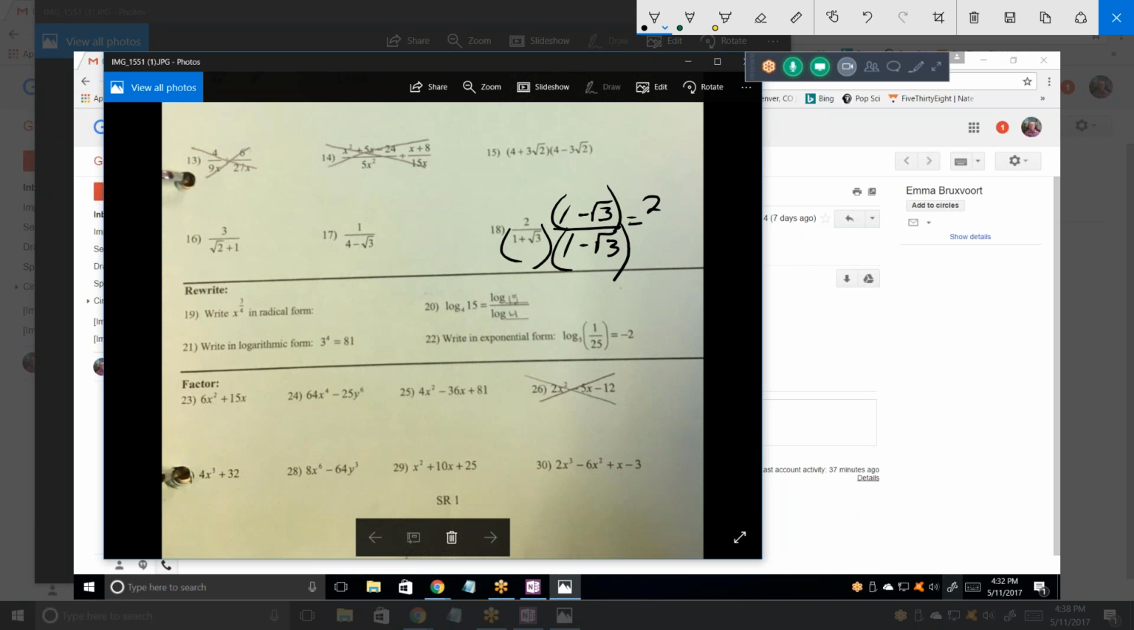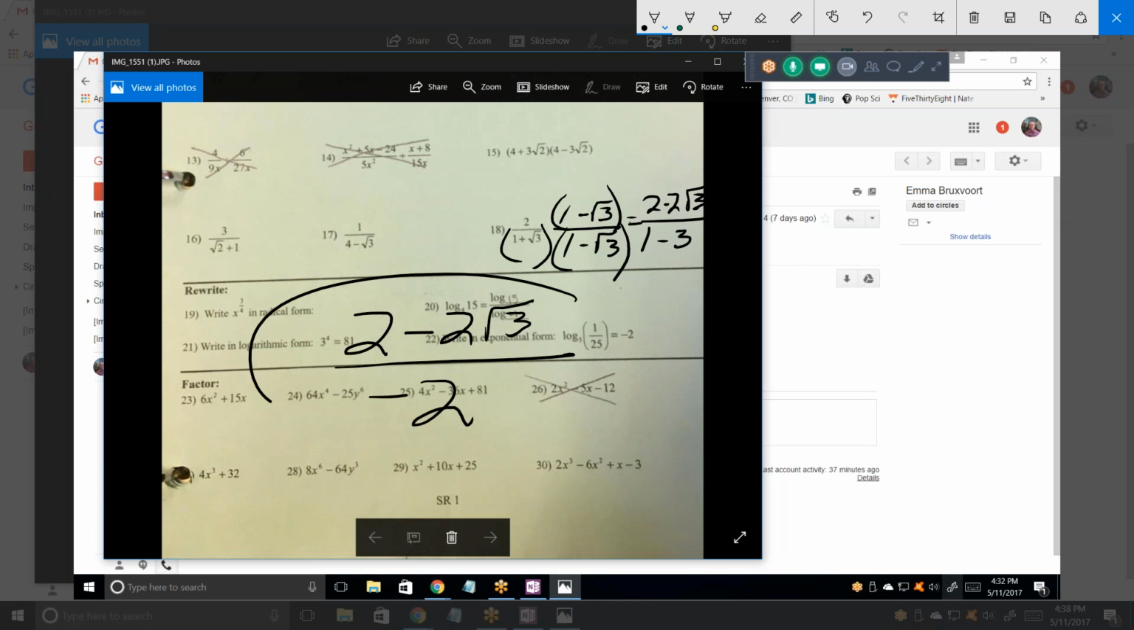2 minus 2 root 3. And the bottom? 1 minus 3. Which is minus 2. Yeah. So now we have 2 times 2. Excuse me. 4. In the top we have 2 minus 2 root 3. And in the bottom we have minus 2. Well, that can be simplified by doing what? Canceling out the negative 2's.